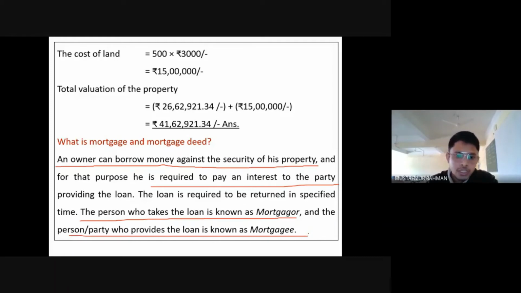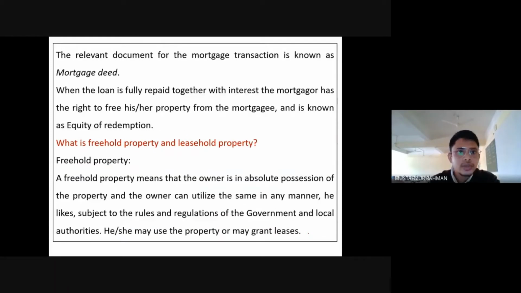I have put it here. You just study the theory. No need to explain here. Then if you pay the loan with interest, you can free your property. We know these things. Then there are two types of property: freehold property and leasehold property.